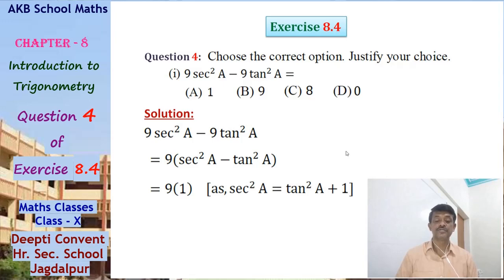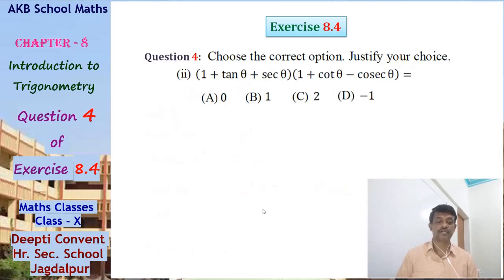As per this relation, sec square equals tan square plus 1. That's why sec square minus tan square equals 1. So use 1; the value is 9. That is, option B is correct. Okay, hence option B is correct. Here this square relation is used. Now take question second of 4.